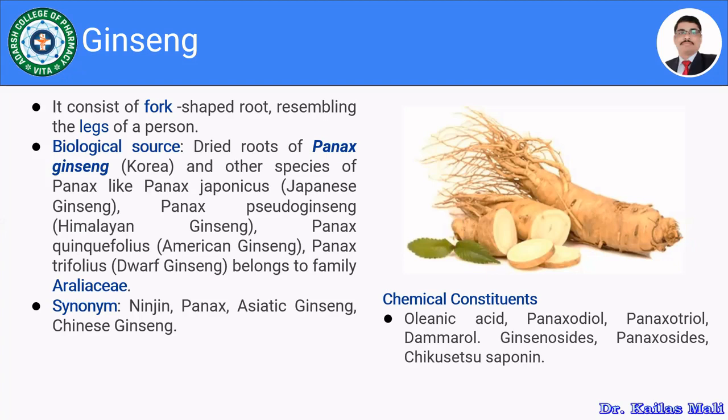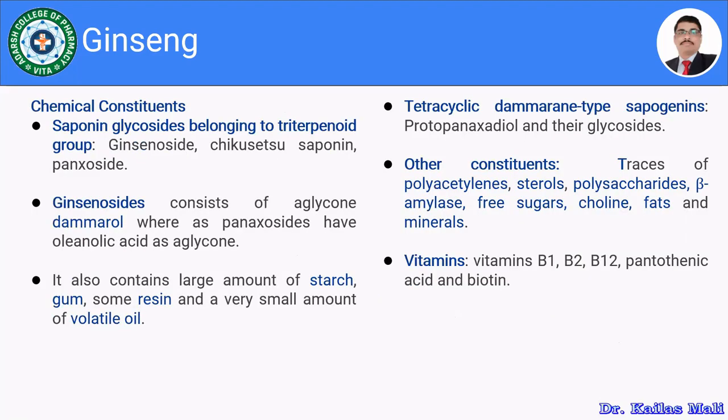Moving towards the chemical constituents of ginseng. Ginseng comprises oleanolic acid, panaxadiol, panaxatriol, dammarol, ginsenosides, panaxosides, and chikusetsu saponin. These are the major chemical constituents present in ginseng. Moving towards the remaining chemical constituents present in ginseng.